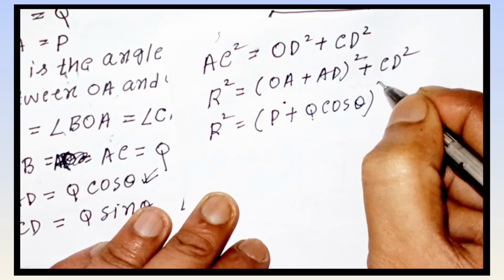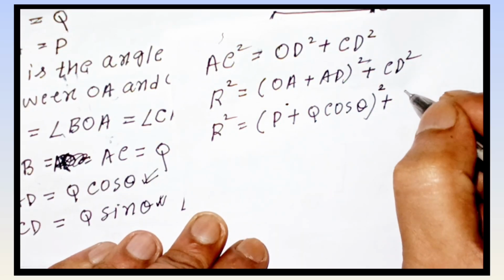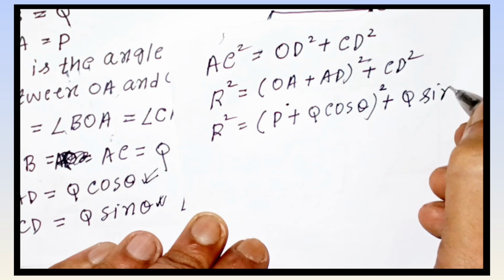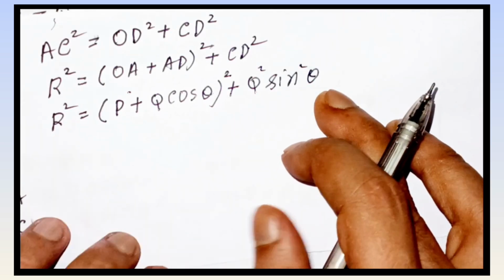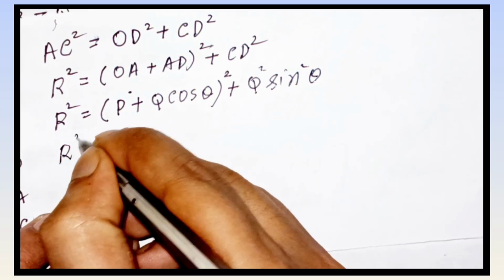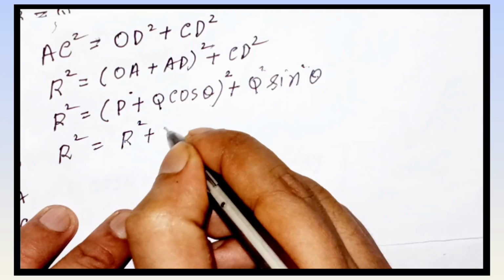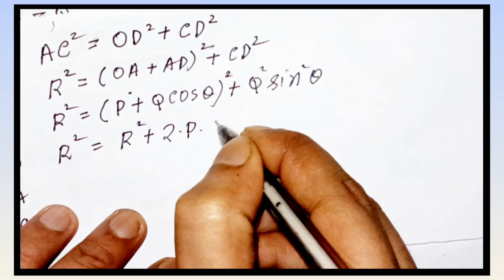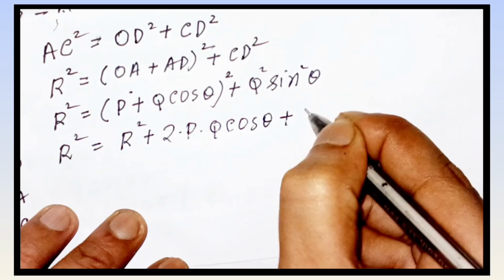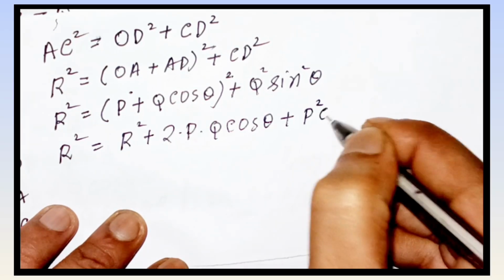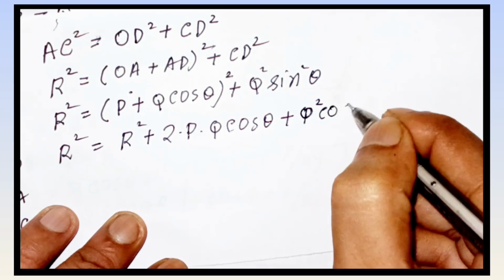And what is the value of CD? We already figured out Q sin theta. So this is Q square sin square theta, because the square is attached. Now you have to use the A plus B whole square formula: A square plus 2AB plus B square. So R square equals P square plus 2PQ cos theta plus Q square cos square theta. Note down. There is nothing more, just simplify and calculate, and the proven result pops out.